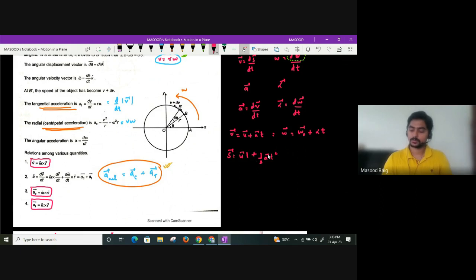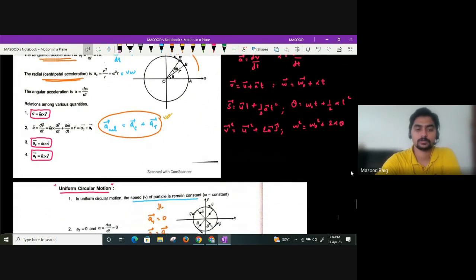Yes or no? Whereas over here, I'll talk about angle rotated. It is given as omega naught t plus half alpha t square, guys. In the same manner, v bar square is u bar square plus 2 a bar s bar. In circular motion, you will write it as omega square equals omega naught square plus 2 alpha theta. These are important cases in your circular motion. Any doubts in this, all of you?